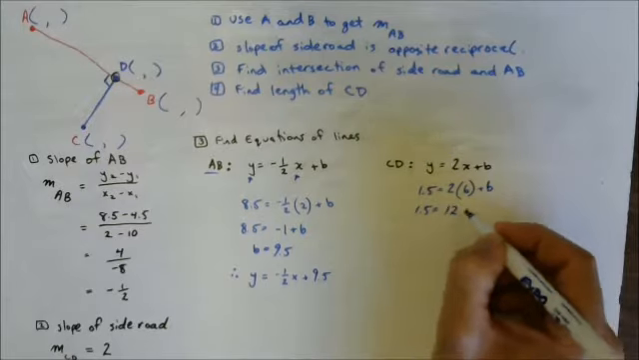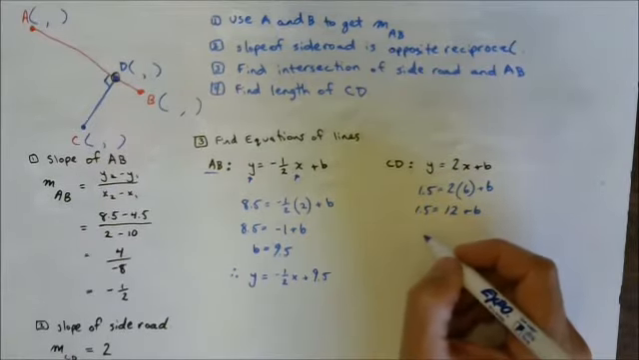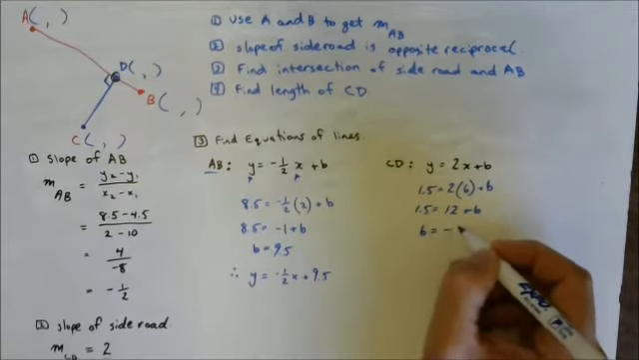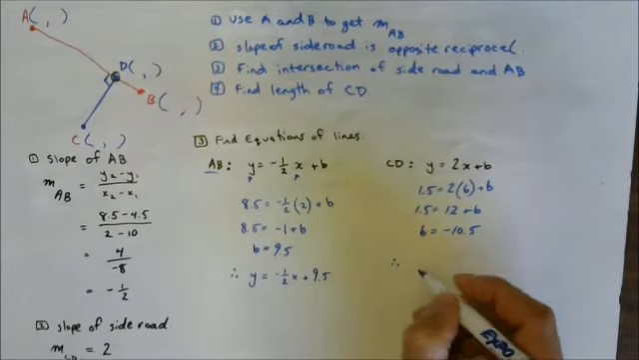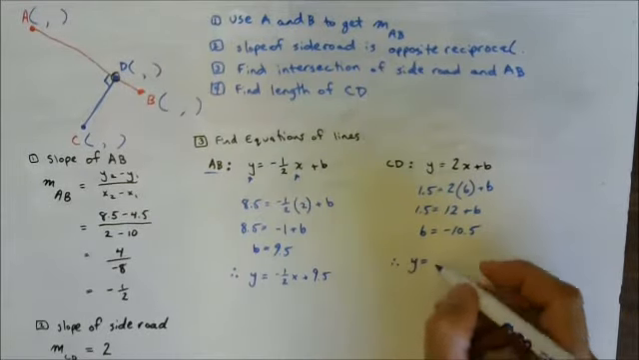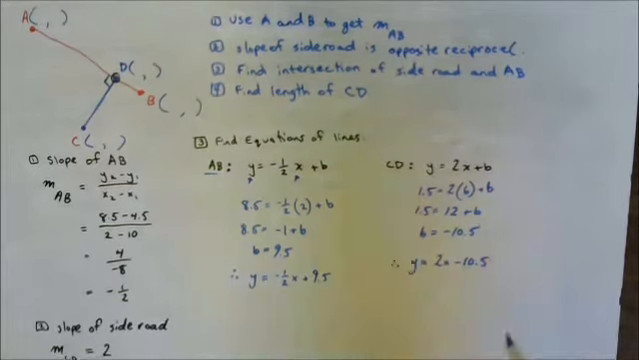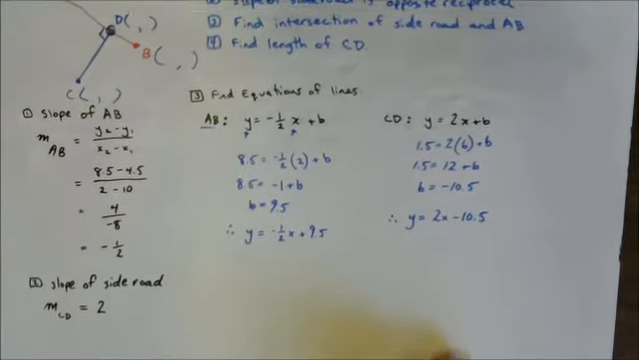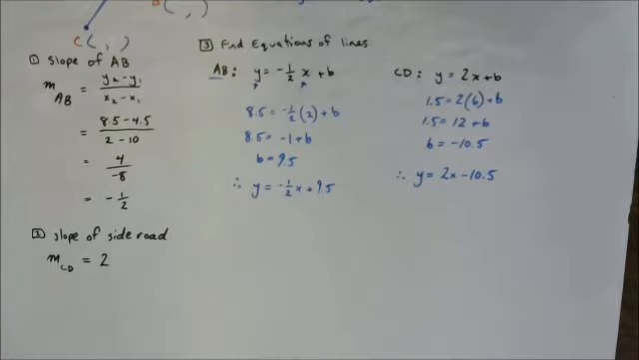Now the only variable left is b, so we can solve. 1.5 equals 12 plus b. Subtract 12 from both sides. You end up with b equals negative 10.5, which gives you an equation for CD of y equals 2x minus 10.5. So you can see how we're just taking all the stuff that we've learned already and putting it into a bigger problem. Now we have enough information.